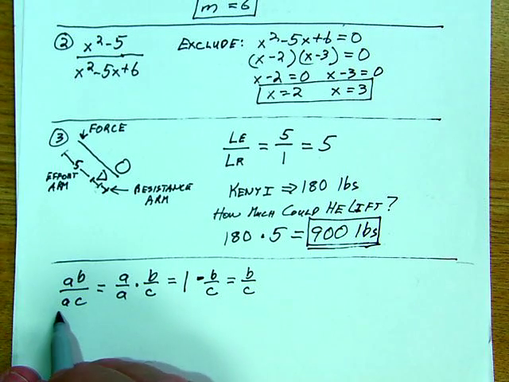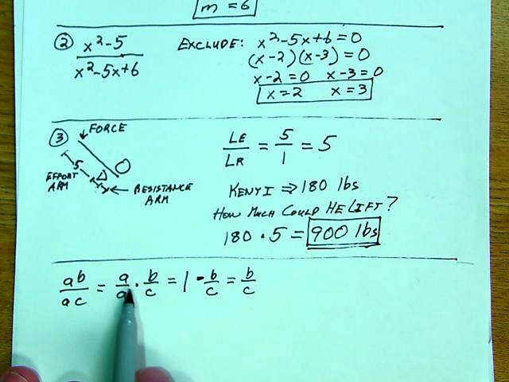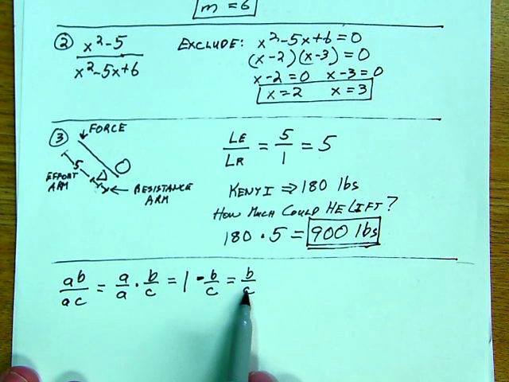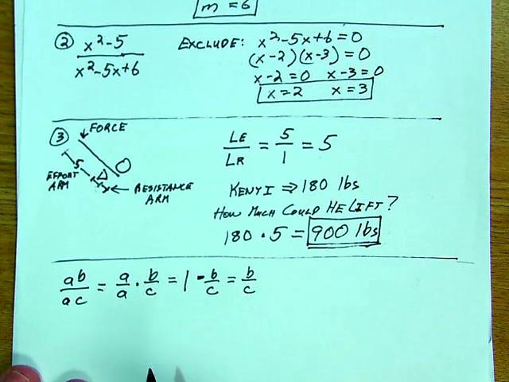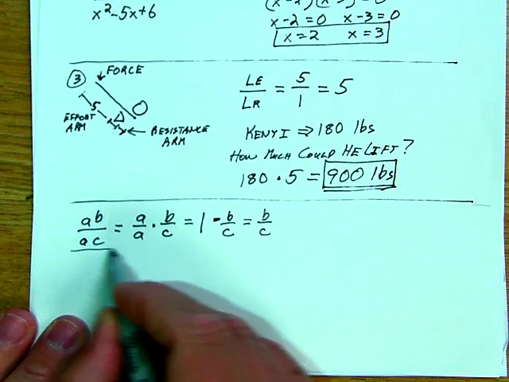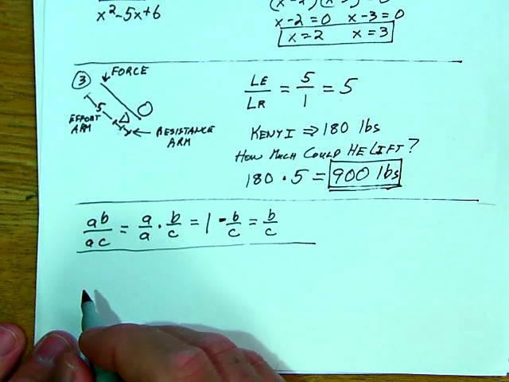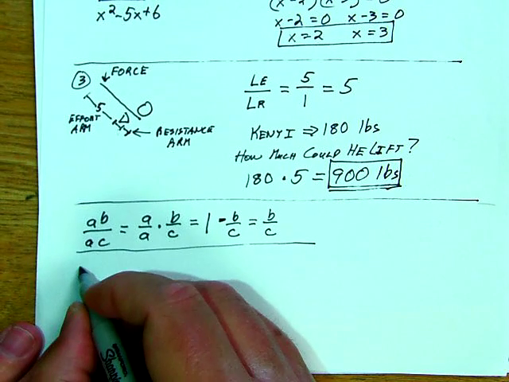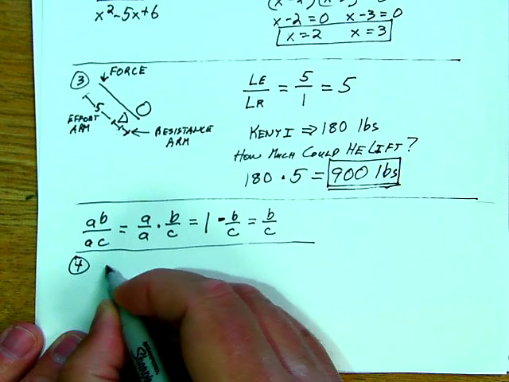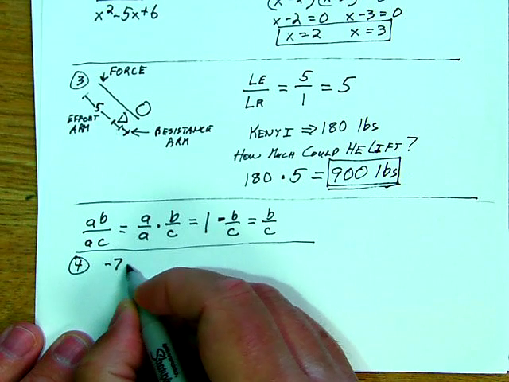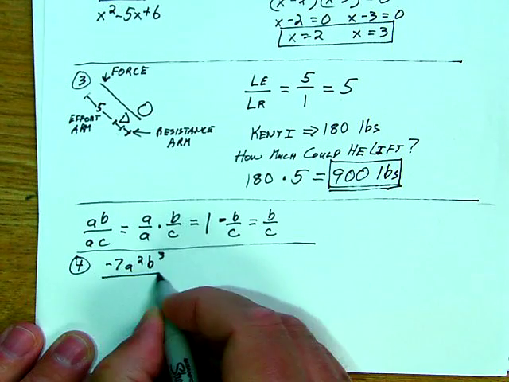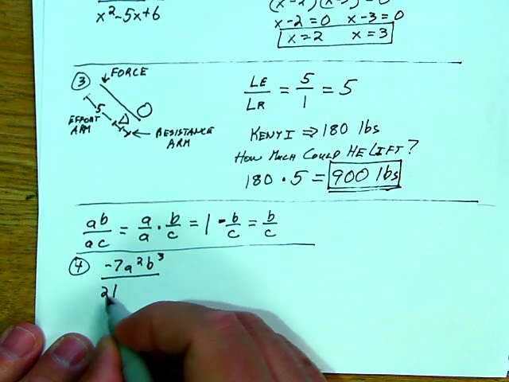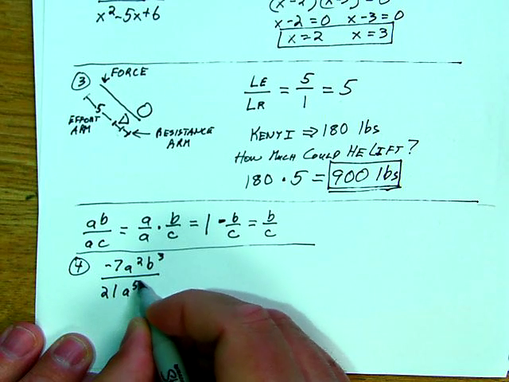So simplifying from this, I found anything that I could cancel. A over A can cancel because it's just 1, and 1 times anything is just that thing. So what's left over after I find the 1 is B over C. Using that simple example, let's take a look at simplifying a rational expression that's a little more complex. How about this? Negative 7a squared b cubed all over 21a to the 5th b.